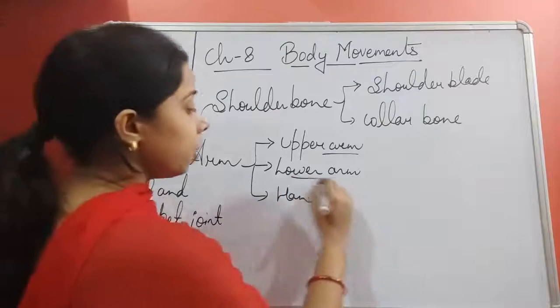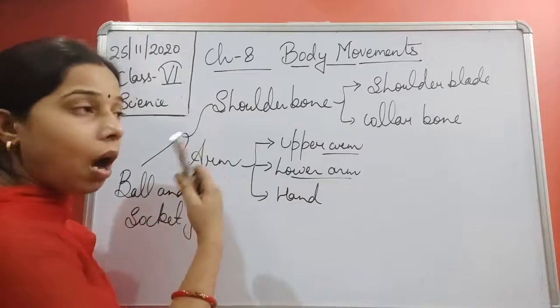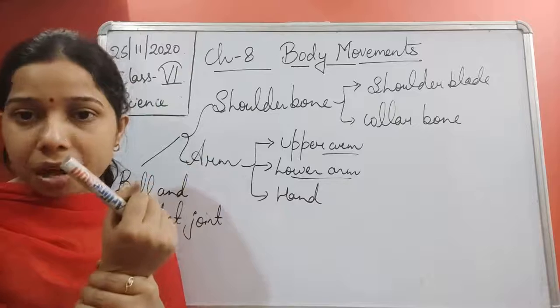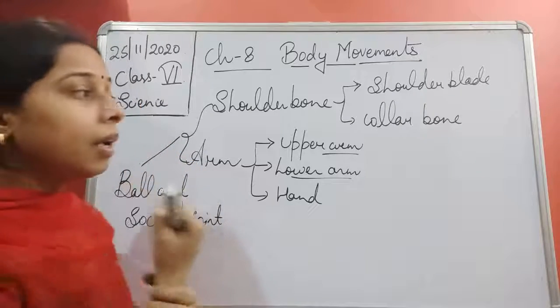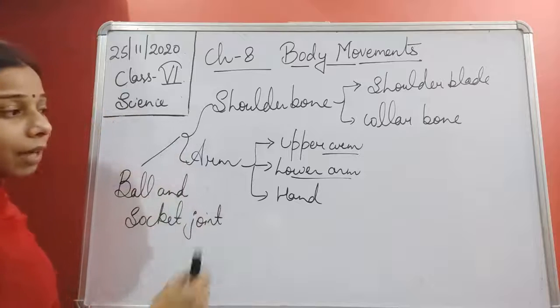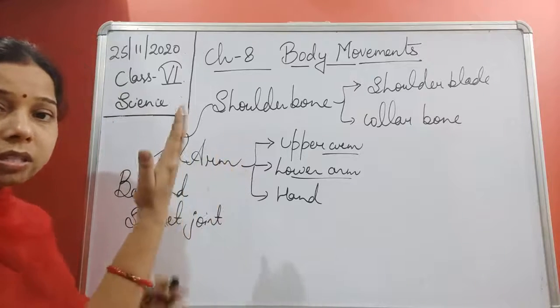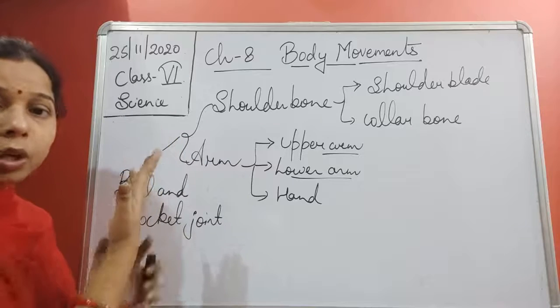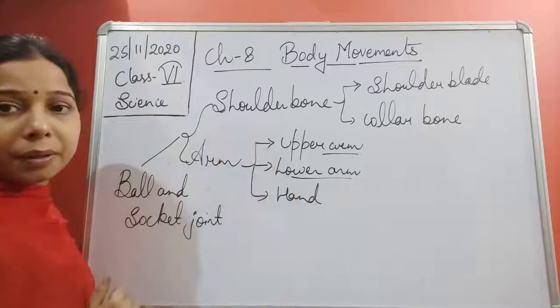If we talk about the lower arm, this lower arm basically starts from the elbow and reaches to the wrist of the hand. Okay, so starting from the elbow to the wrist of the hand, that is the lower arm. And what is the hand, students? It starts from the wrist to the fingers, that is our hand.